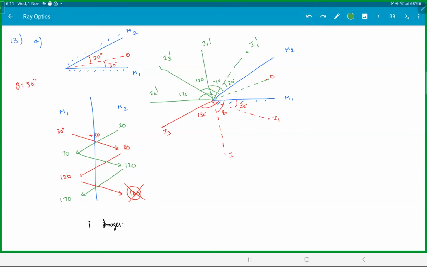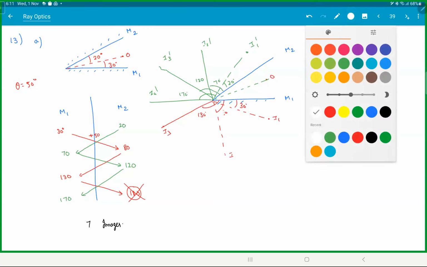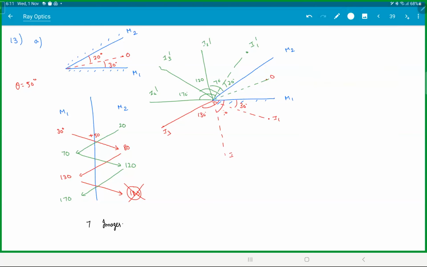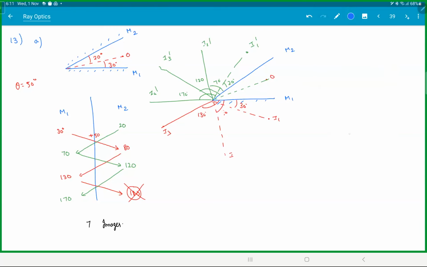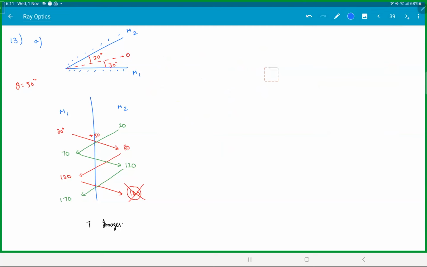No, wait, I made a mistake here. This was 70 actually. I goofed up the angles. Sorry, I goofed up the angles.